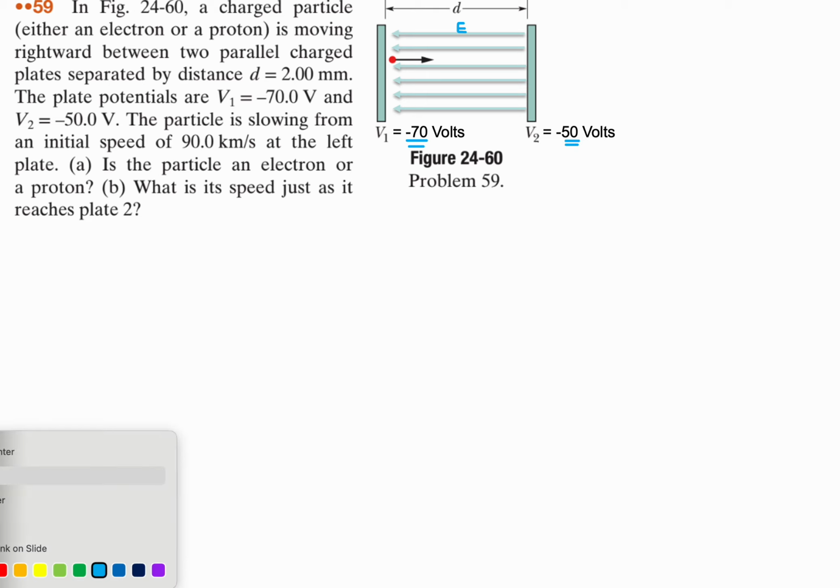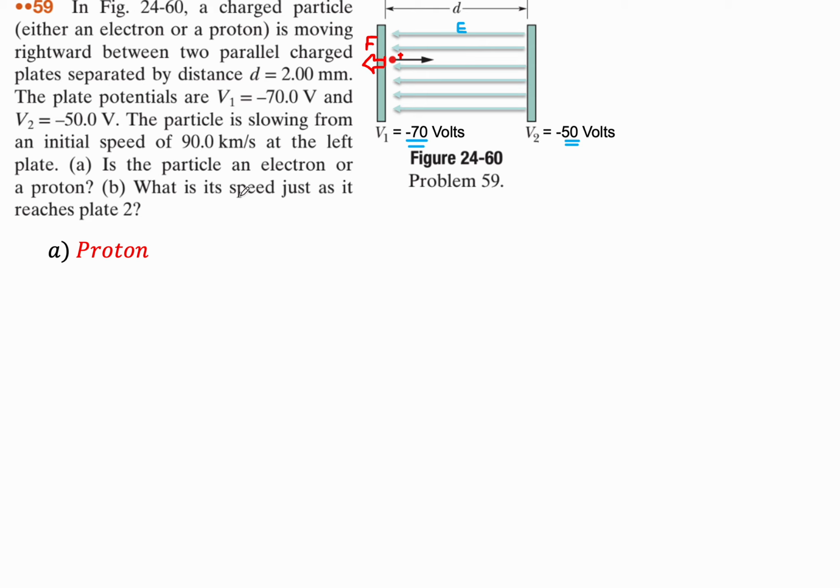What is that doing? Well, it's producing a force. If this particle is slowing down, it must be feeling a net force acting against its motion. Since this force on this particle is in the exact same direction as the electric field, we know this must be a positive test charge. And so the answer for A, this thing is a proton.